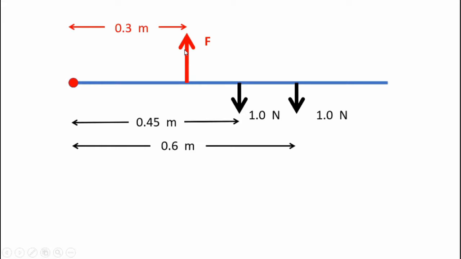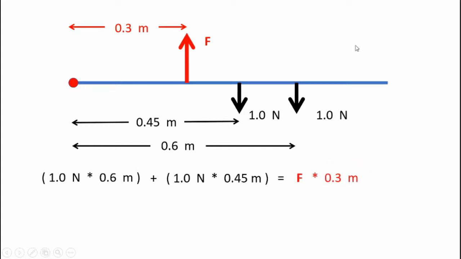So now, since we summed the moments in this experiment and in this mathematical application, we'll see that 1 Newton times 0.6 meters, so that's the moment created by this force, is added to the moment created by this force, 1 Newton times 0.45 meters. And again, that's going to be equal to the force created by the scale in the counterclockwise direction. Now, if we do some multiplication here, we get 0.6 Newton meters plus 0.45 Newton meters is equal to F times the 0.3 meters, the distance our scale is from the pivot point.